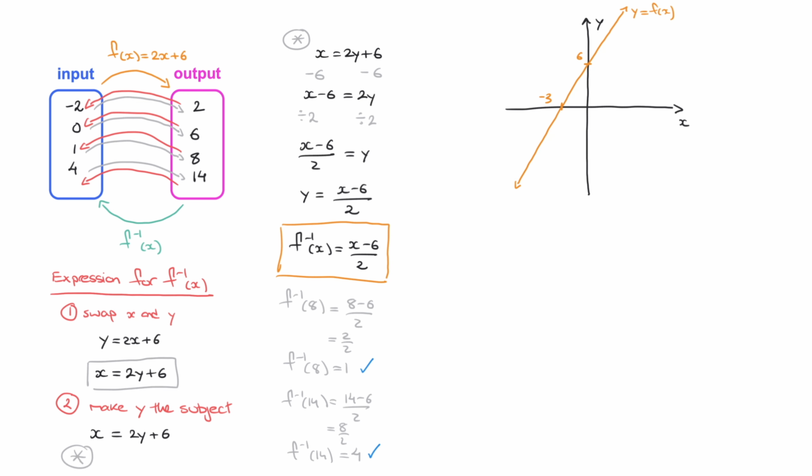Now I should say, if you're unsure of how I find this negative 3 here, let me quickly remind you that if we have y equals 2x plus 6, the value of y at which it crosses the y-axis is given to us by the 6 we see here, and to find where it crosses the x-axis, we'd replace the y on the left-hand side by 0 and solve for x. And in doing so, you should quickly find that x equals negative 3. That being said, I'll carry on.